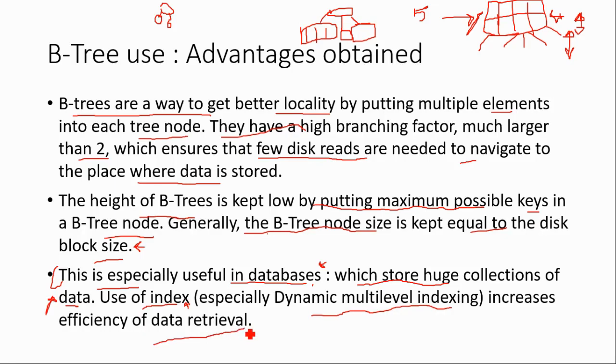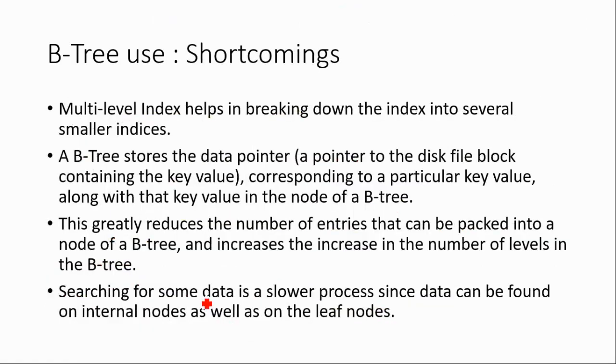Now although we have a significant advantage of using B-trees, there are some small disadvantages. Means not disadvantages, there are some shortcomings. These are the things that B-trees need to be improved upon. The first point to remember is that a multi-level index helps in breaking down the index into several small indexes. As we discussed earlier, multi-level indexes are indexes of indexes.